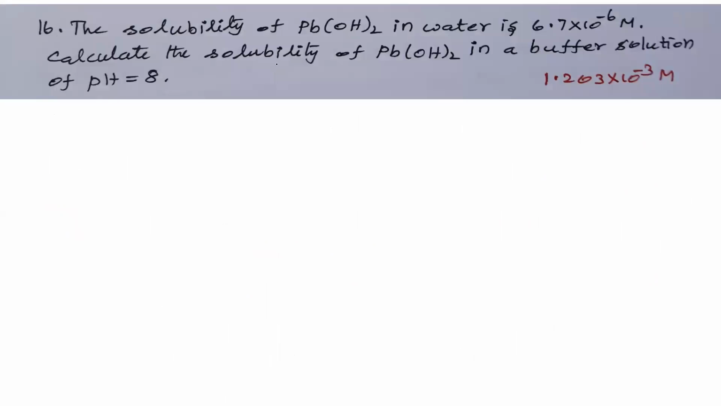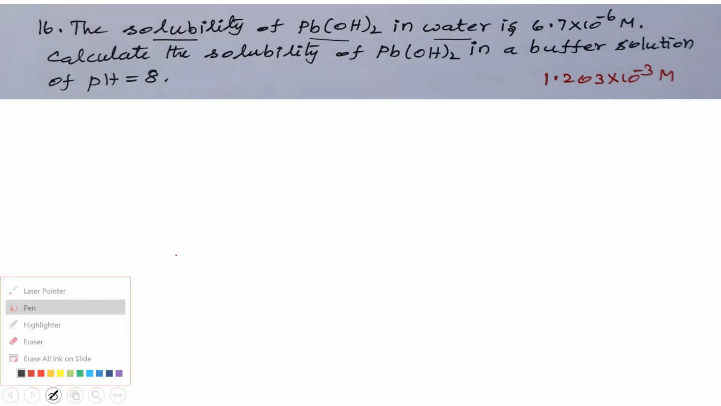Now we'll go for this question. Here, the solubility of lead hydroxide in water is given as 6.7 × 10^-6 molar.